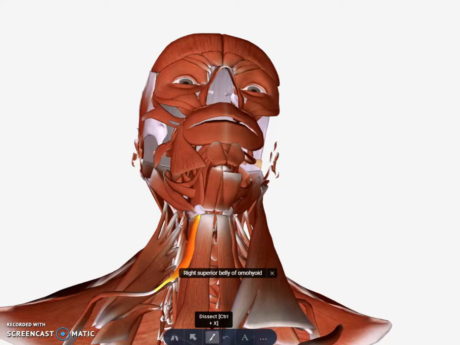This is the omohyoid. It depresses the hyoid. The origin is the superior scapula. The insertion is the hyoid.